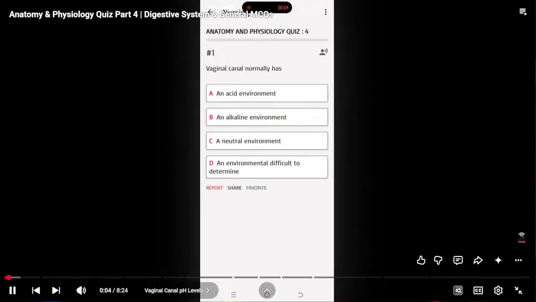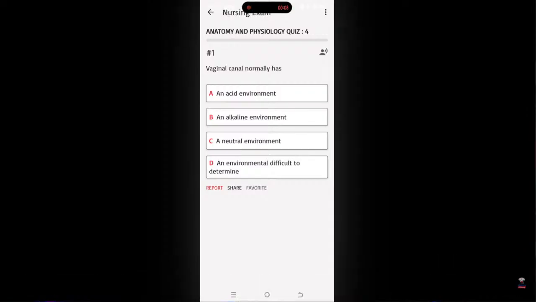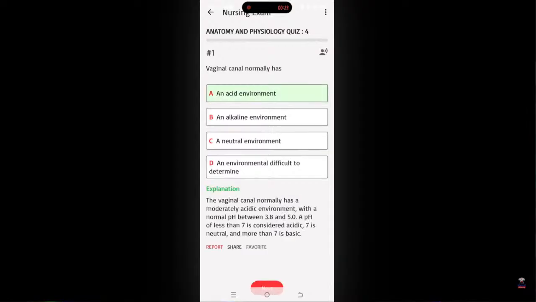The vaginal canal normally has A. An acid environment, B. An alkaline environment, C. A neutral environment, D. An environment difficult to determine. Correct answer. The vaginal canal normally has a moderately acidic environment, with a normal pH between 3.8 and 5.0. A pH of less than 7 is considered acidic, 7 is neutral, and more than 7 is basic.